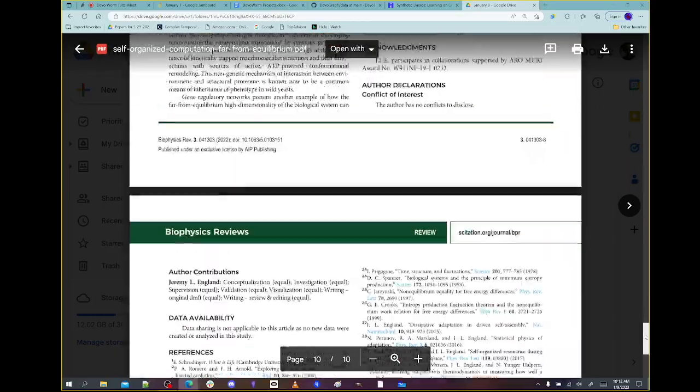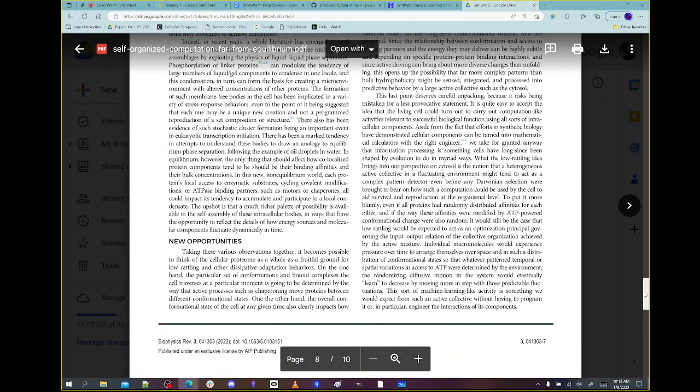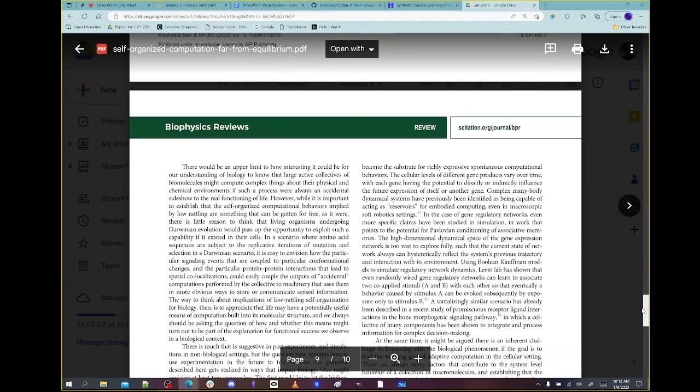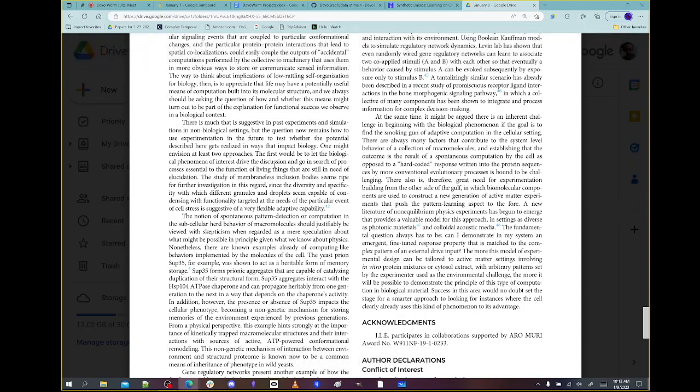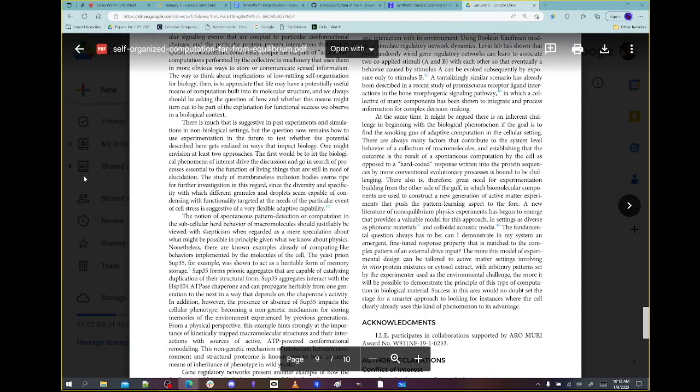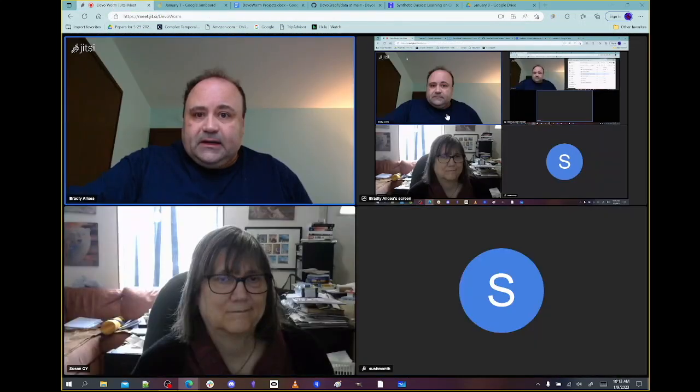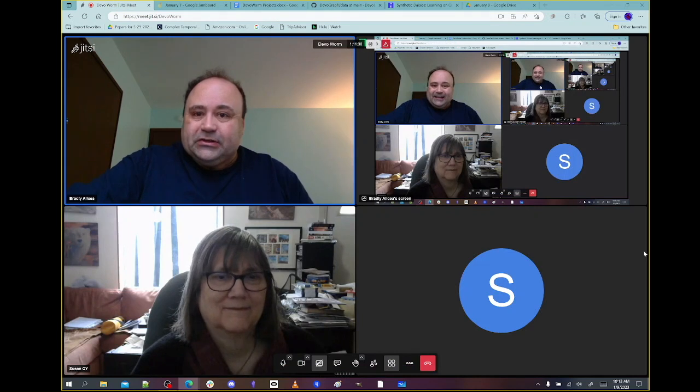And then he talks about some new opportunities for this, and they're kind of the same thing as what we talked about with the different types of subsystems in the cell, chemical systems, physical systems, that sort of thing. So that was that paper. I thought that was really interesting work.